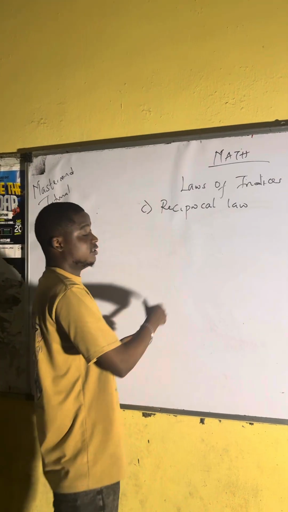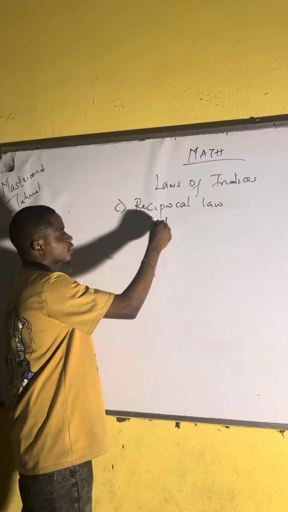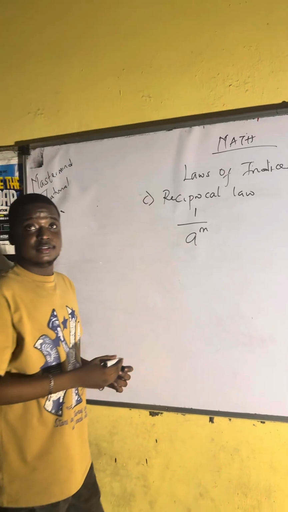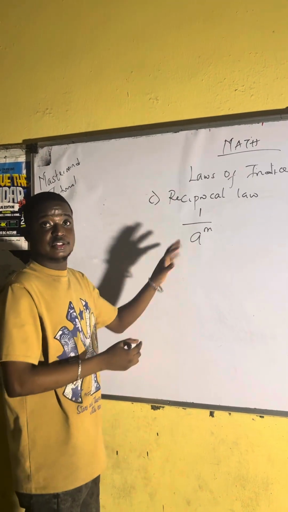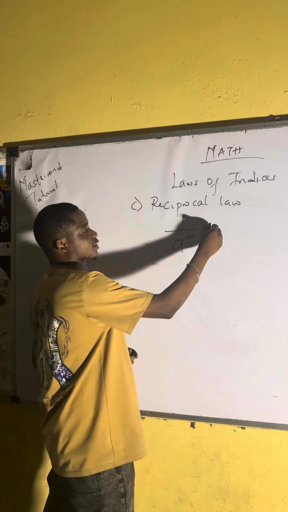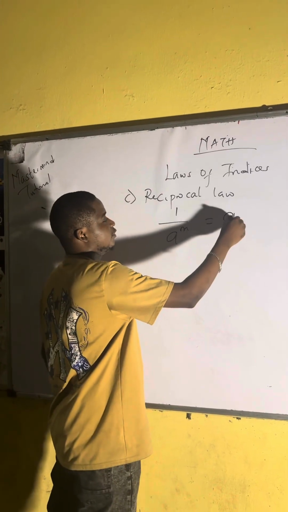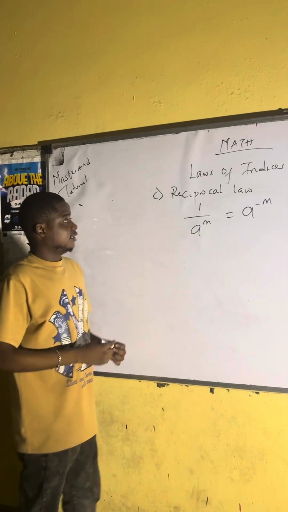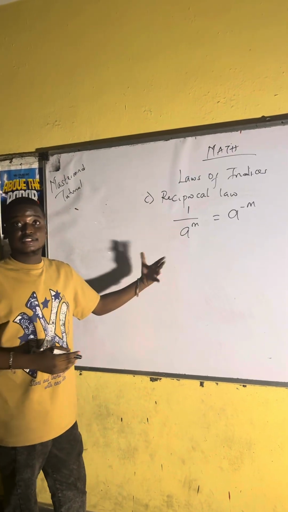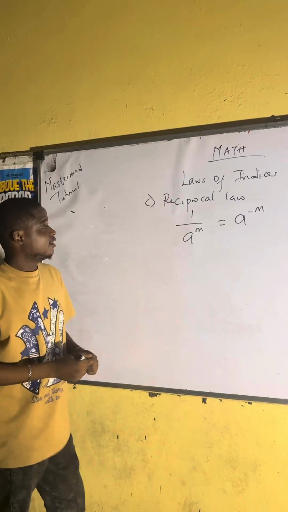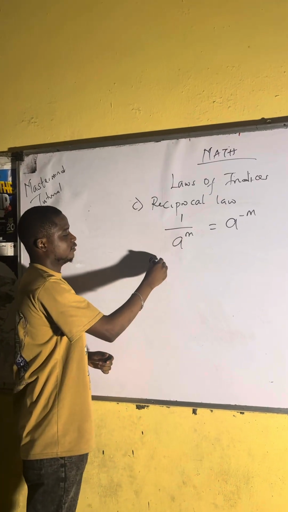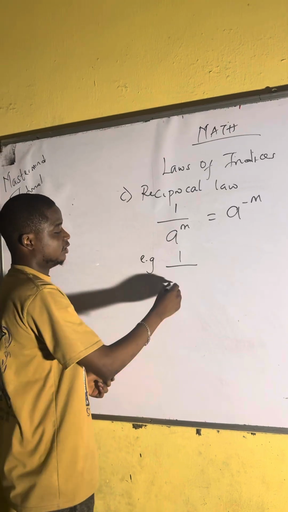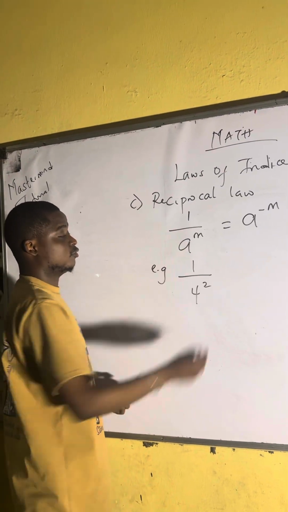So the general expression for this is you have 1 over a raised to power n. The 1 over here shows the reciprocal. This can be expressed as a raised to power minus n. Now, let me give an example that can show you how you can solve this. For example, we have 1 over, let me use another number, let's say 4 raised to power 2.